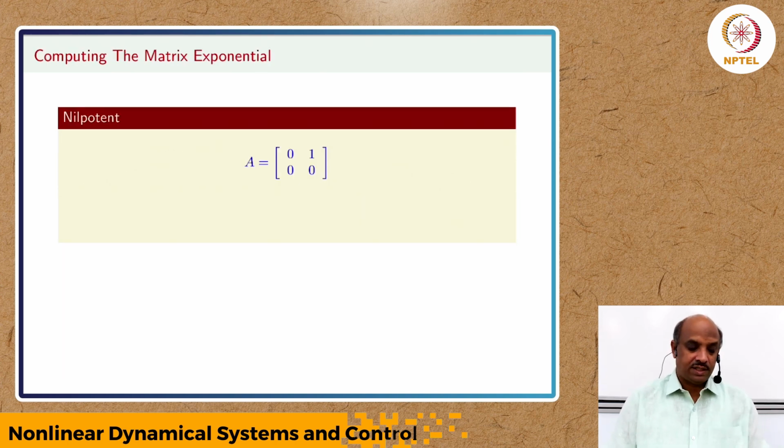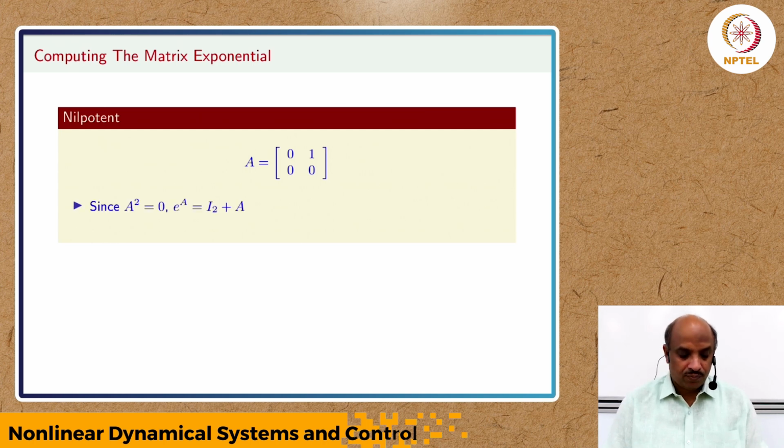So let's look at an example where we compute this matrix exponential, and we will take a very specific example of A equals this 2 by 2 matrix, 0 1 0 0. And if you sit down and compute A squared, that is, multiply this matrix by itself, you will get 0.